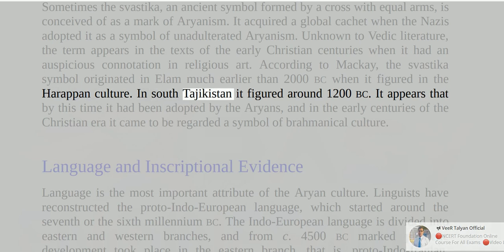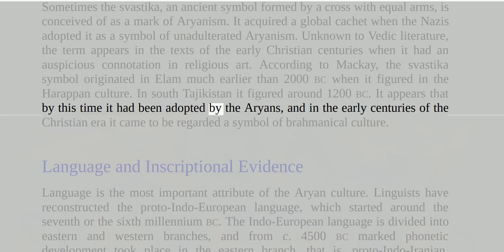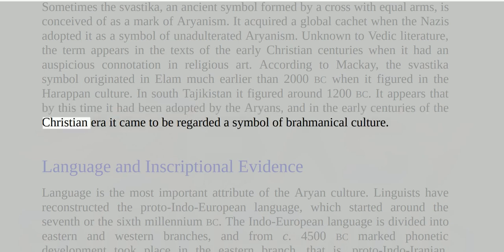In South Tajikistan it figured around 1200 BC. It appears that by this time it had been adopted by the Aryans, and in the early centuries of the Christian era it came to be regarded as a symbol of Brahmanical culture.